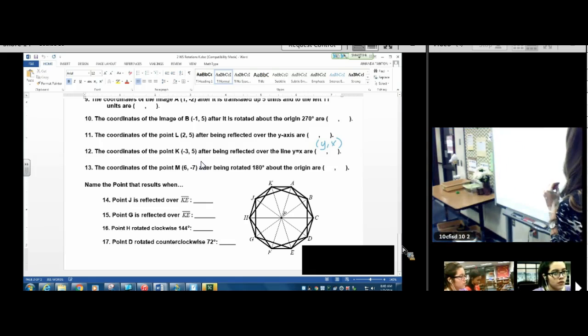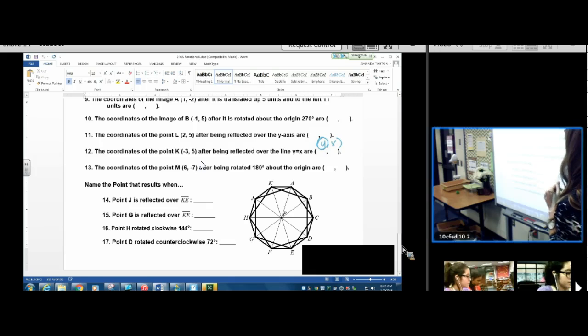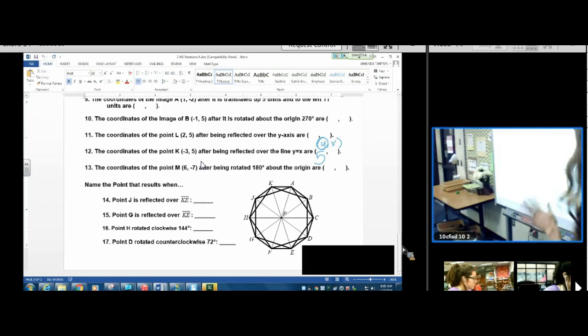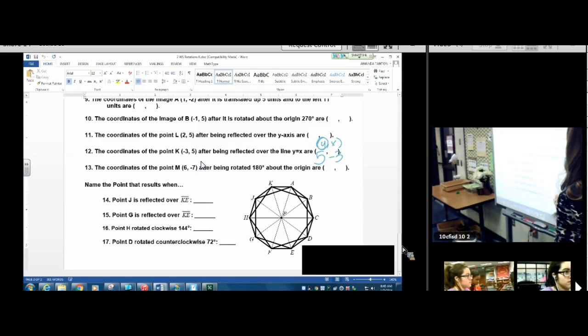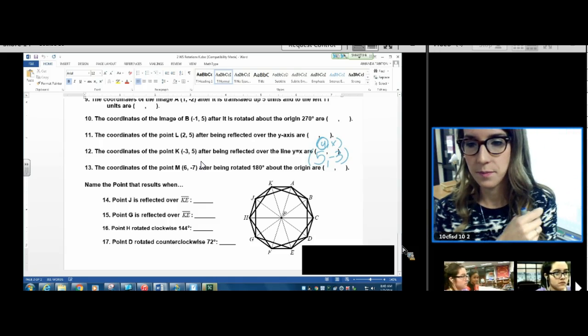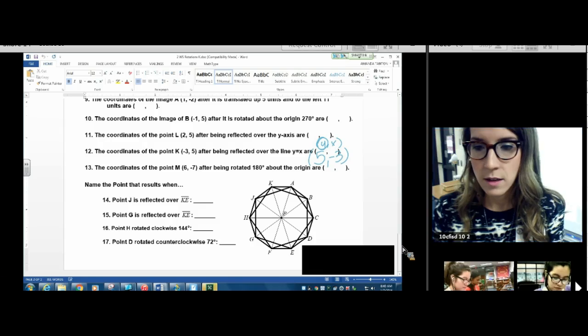This first one says take Y and do nothing to it. The next one says comma, take X and do nothing to it. So that's why the answer is 5, -3. They just trade places. All right.